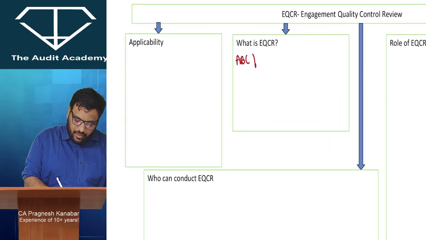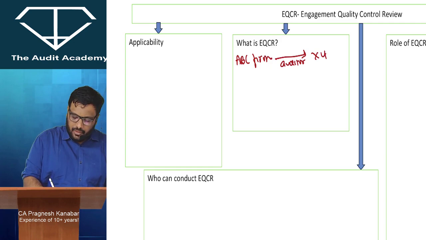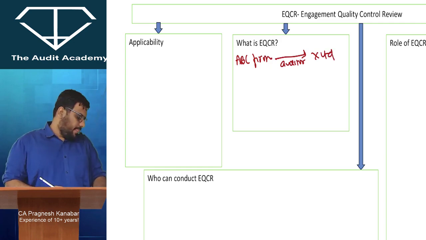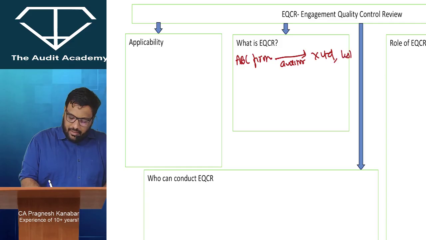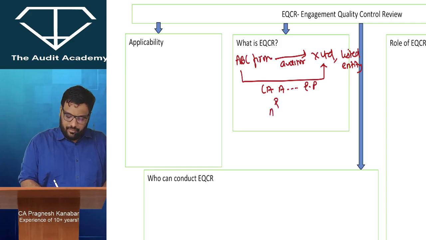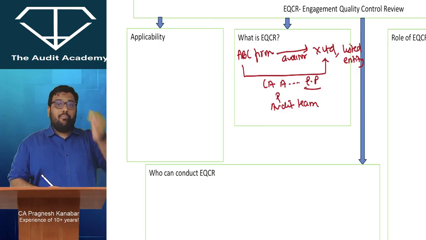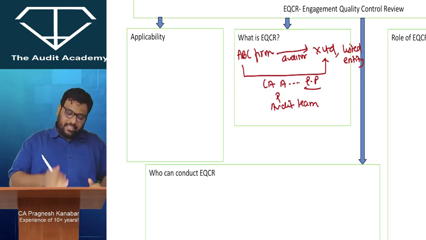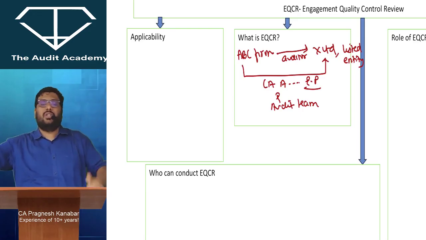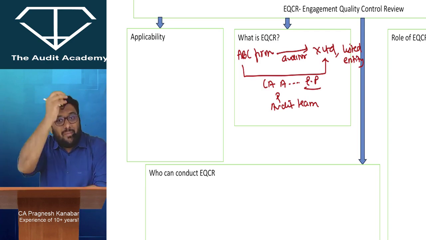Listen to me. If ABC firm is the auditor of X Limited, and if X Limited is a listed entity, CAA is the engagement partner, and CAA also has his audit team, can I say that as an engagement partner, before signing the report, obviously CAA would have reviewed the work of his team? Yes or no, sir? Yes, sir. That is the normal partner review.